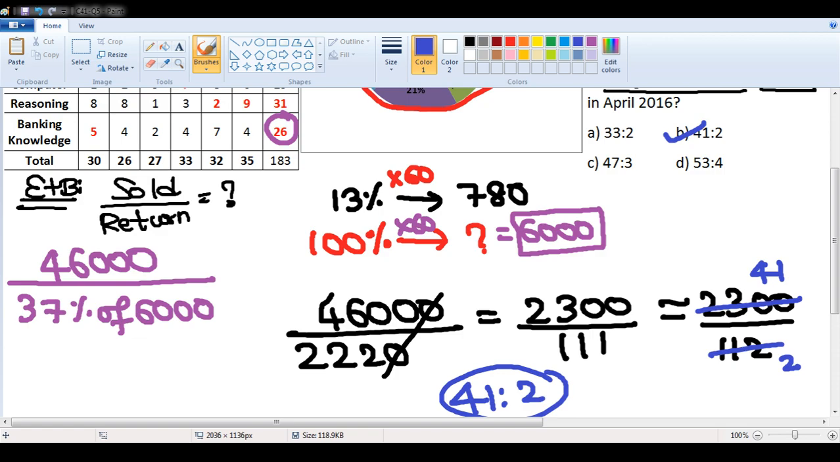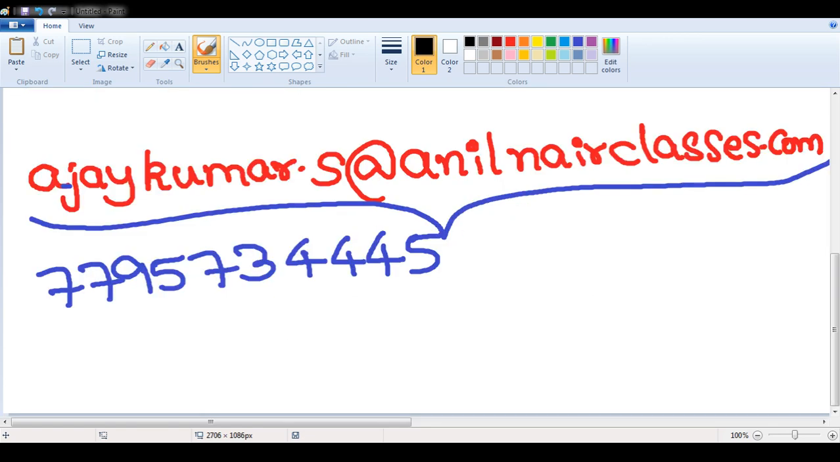Next caselet. Before drafting the next question, just give me a minute. See here. Let me draft the next question. Now, this is a caselet on.